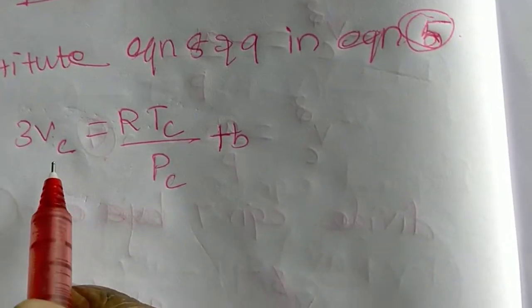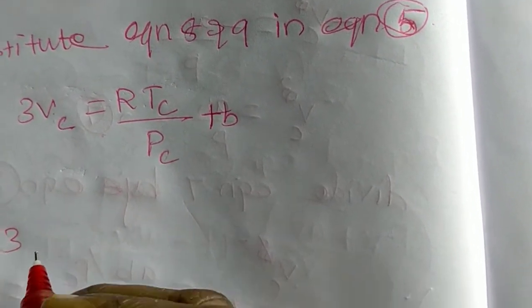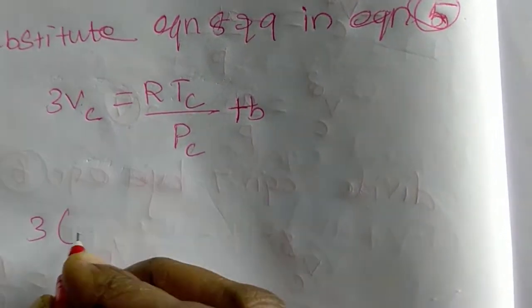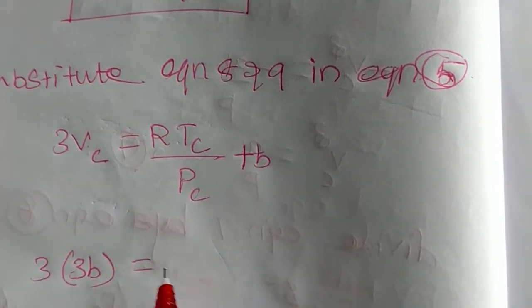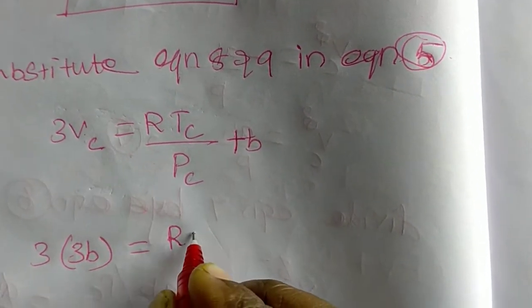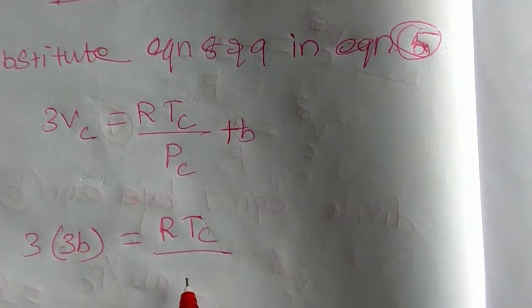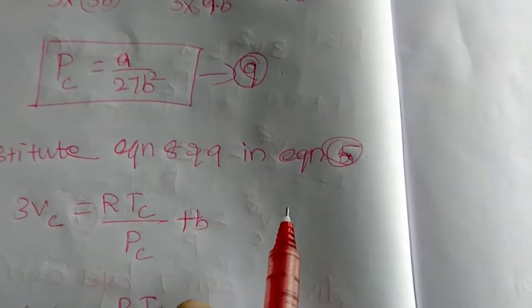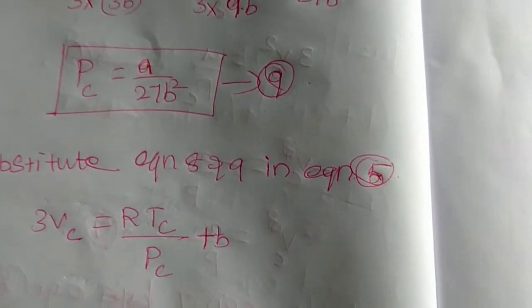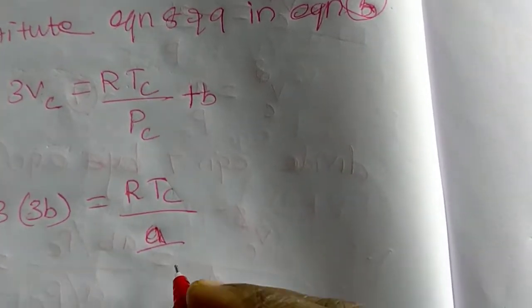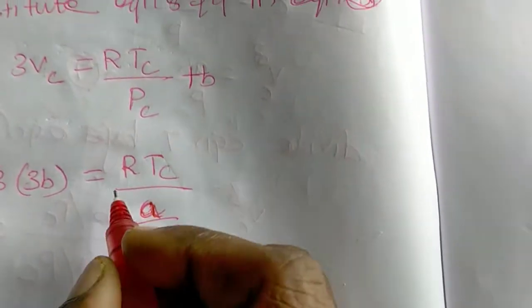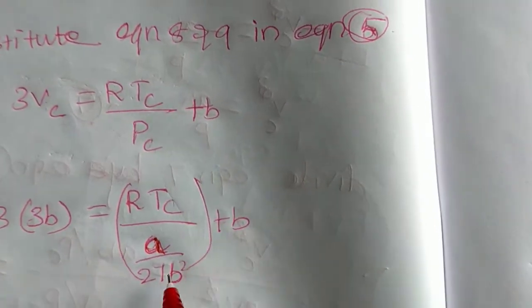So first you have to substitute the VC value. 3 into, what is the VC value? It is 3B. So 3 into 3B equal to RTC divided by the PC value. What is the PC value? A divided by 27B square. So write A divided by 27B square plus B.